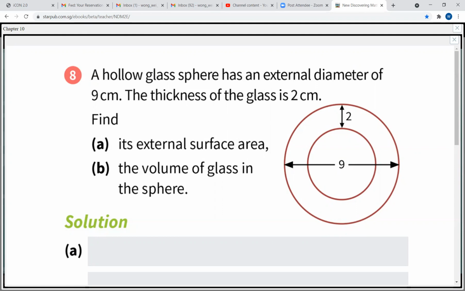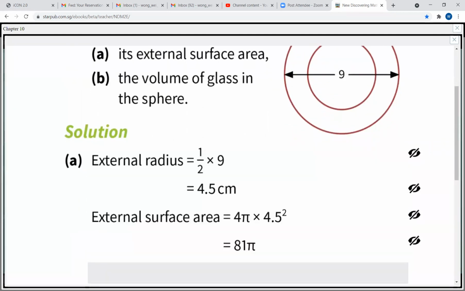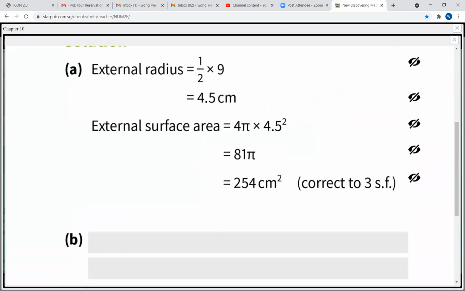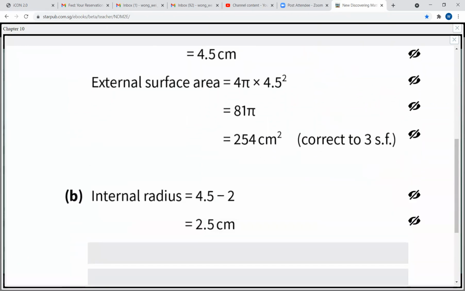So I see that, oh, it's going to be an exterior sphere and a sphere in the center. That sphere in the center has a different radius. It will be 2.5 cm, because 4.5 minus 2, I get 2.5 cm. So I can find the external surface area, I can find the volume. So external surface area, 254 to 3 SF. So to find the volume of the glass, take the big volume minus the small volume. You've got a formula for big volume, which is the same formula for small volume. Just get the radius correct, that's all.